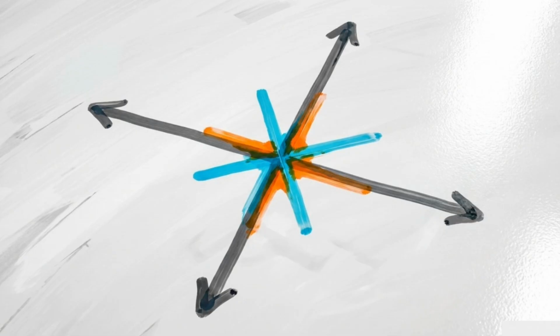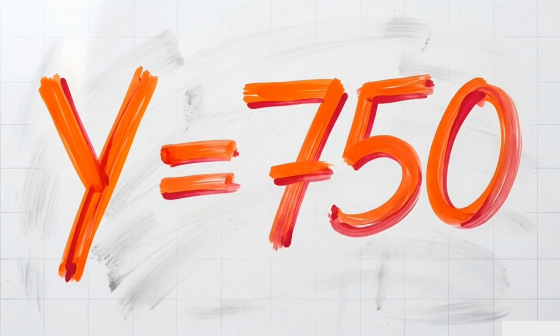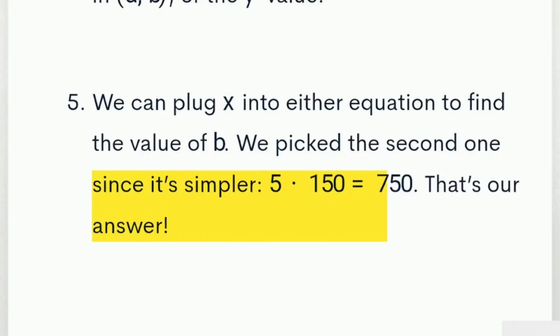By skipping the physical graph and relying on substitution, we've pinned down the exact coordinates of that intersection. We've proven the highest possible y value is 750, with 0 guesswork. Checking this against our source material verifies the calculation. 750 is the correct answer.